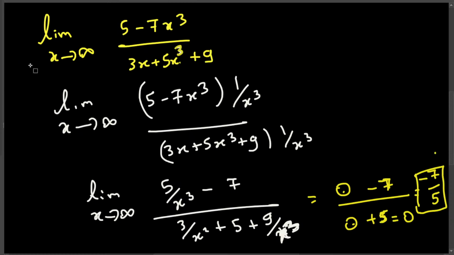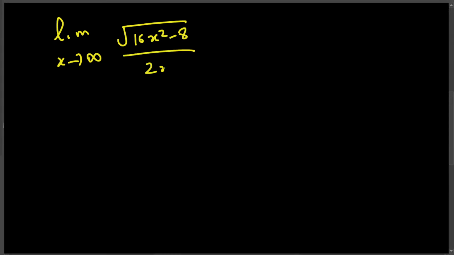I'm going to go ahead and erase these things. Okay, let's try this one. Let's say we have a function given like limit x approaches infinity of square root of 16x squared minus 8 divided by 2x minus 5. Evaluate this function. Now here again we can remove the insignificant terms and solve for this one.